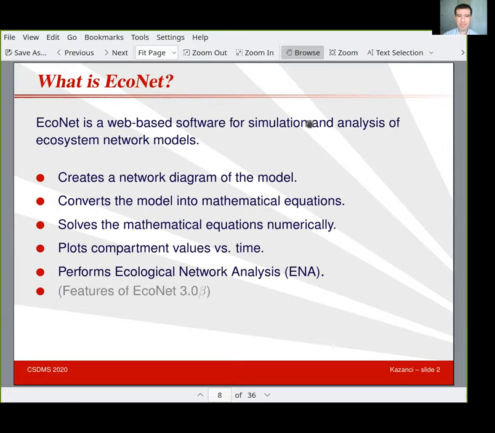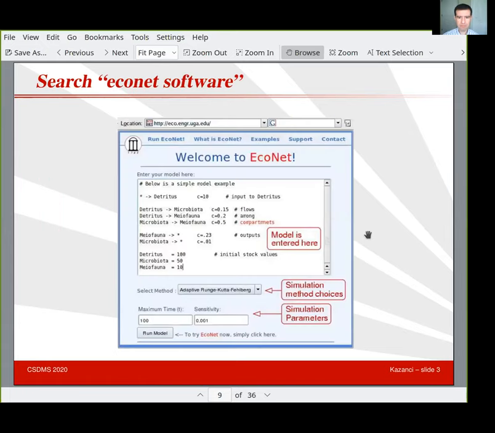Throughout the presentation, some of the items will be in this color. Those are features that are not present in the current version of Econet, but are in the test version, which I'm also going to show you towards the end. So if something is in this color, it means it's a feature being implemented. So this is basically what it looks like.